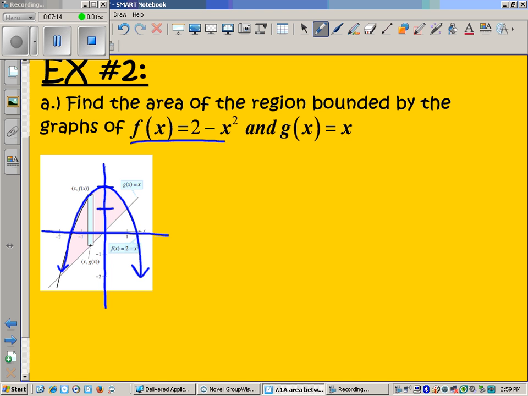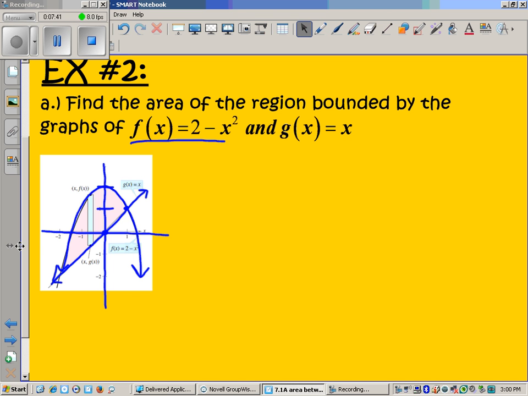My second equation is y equals x. That's a line with a y-intercept of 0 and a slope of positive 1, up 1, over 1, so the line kind of looks like this. On my example number 1, they gave us x values, x equals 0 and x equals 1. On this one, they don't. But could we still find the area in between those two graphs?